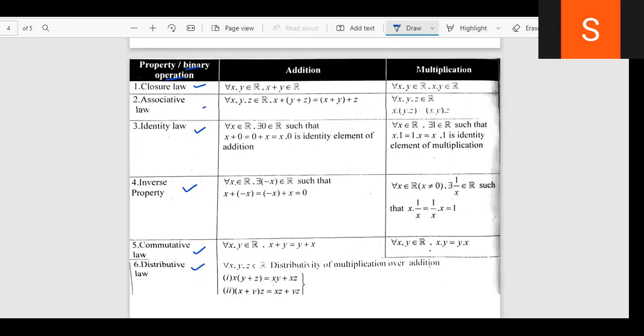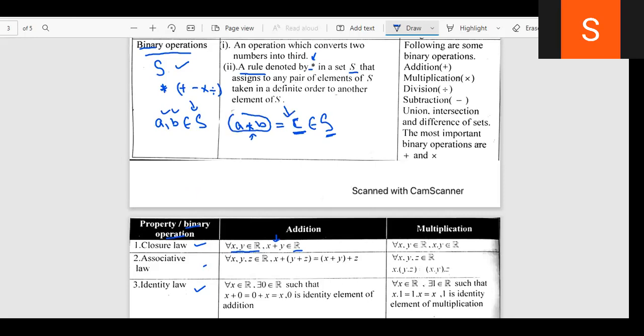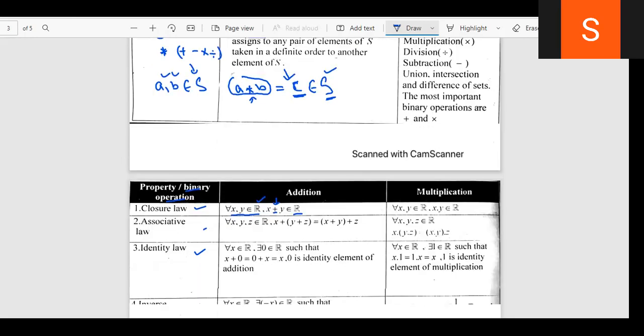So closure law says whenever we have two numbers x, y belonging to our set, in this case we're talking about real numbers, and their operation is plus, okay? So the third element which we get after applying the operation, that is x plus y, should also belong to the set of real numbers. This is the closure law, and this is what we said in the definition as well, that this element right here, which we get after applying the operation, should also belong to set S. In our example, S is real numbers and the star is plus, okay?